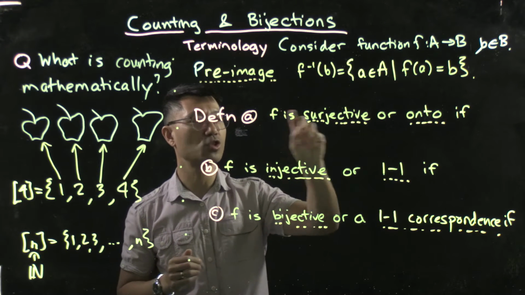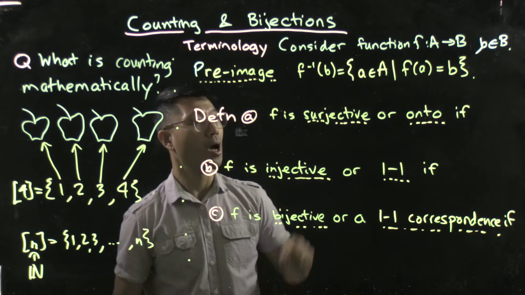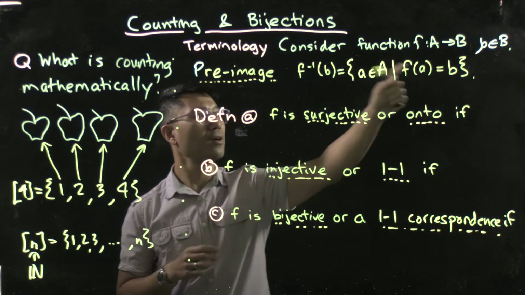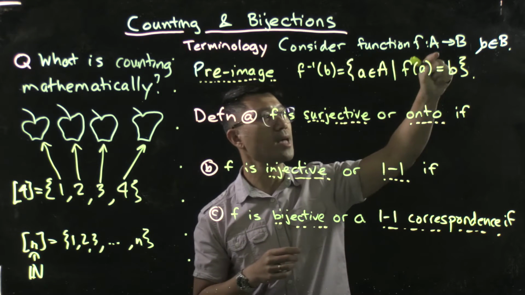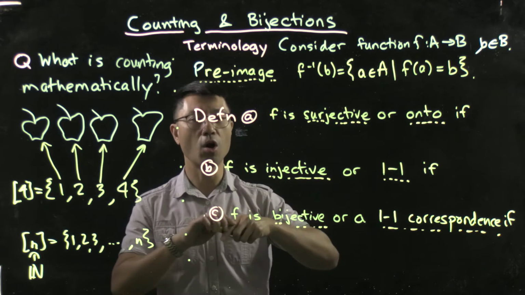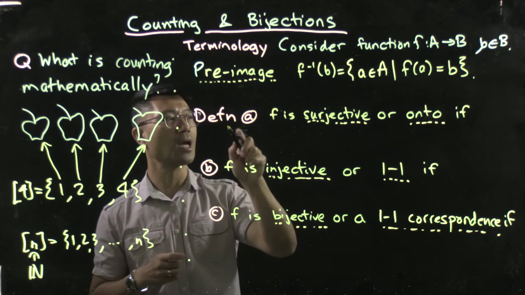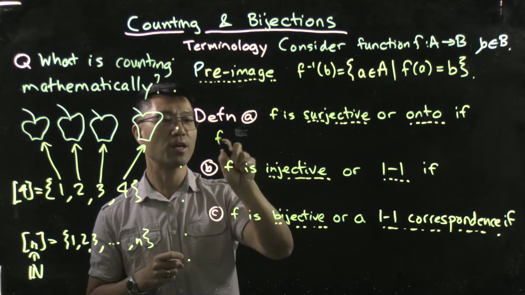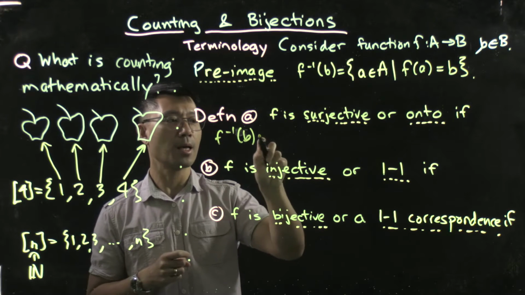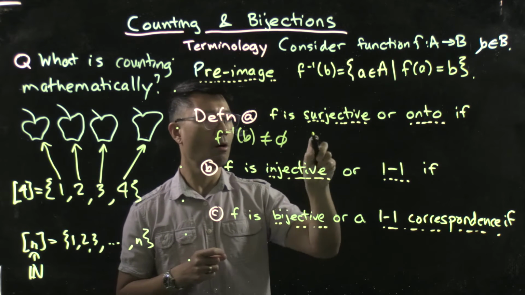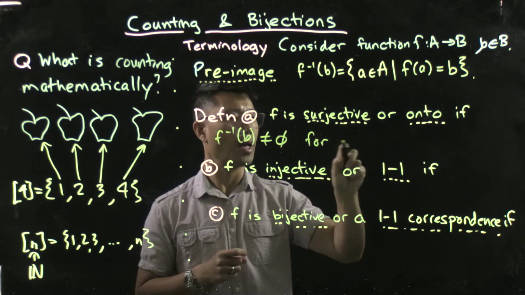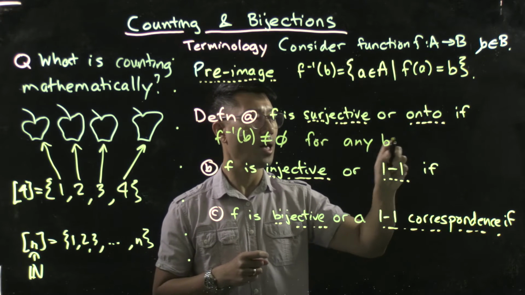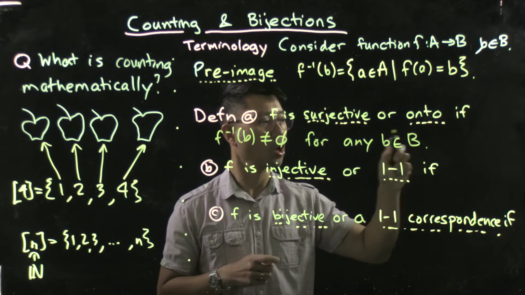So what's the definition of a surjective or an onto function? A function f in general between 2 sets A and B is surjective or onto, and those are 2 words for the same thing, if the pre-image of b is not empty for any element b in this codomain.